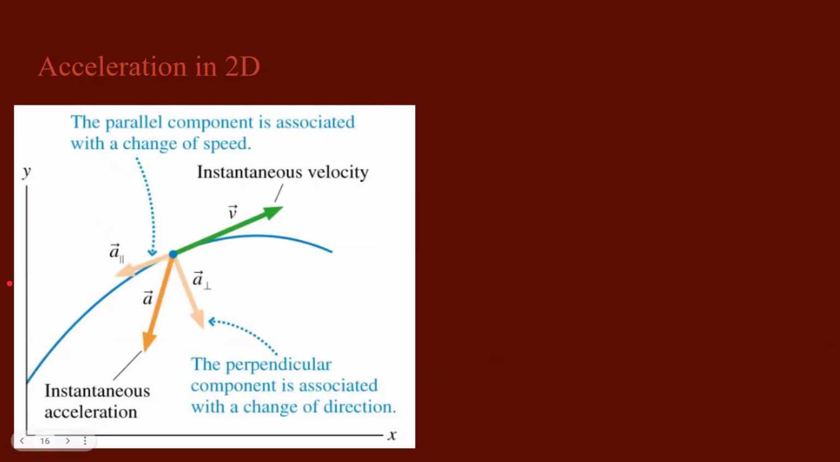All right, acceleration in two dimensions. So acceleration, a vector, can be broken into components. We could say the parallel component is going to be associated with the change in speed, and then the one that's perpendicular is associated with a change in direction. And we'll talk more about that later.